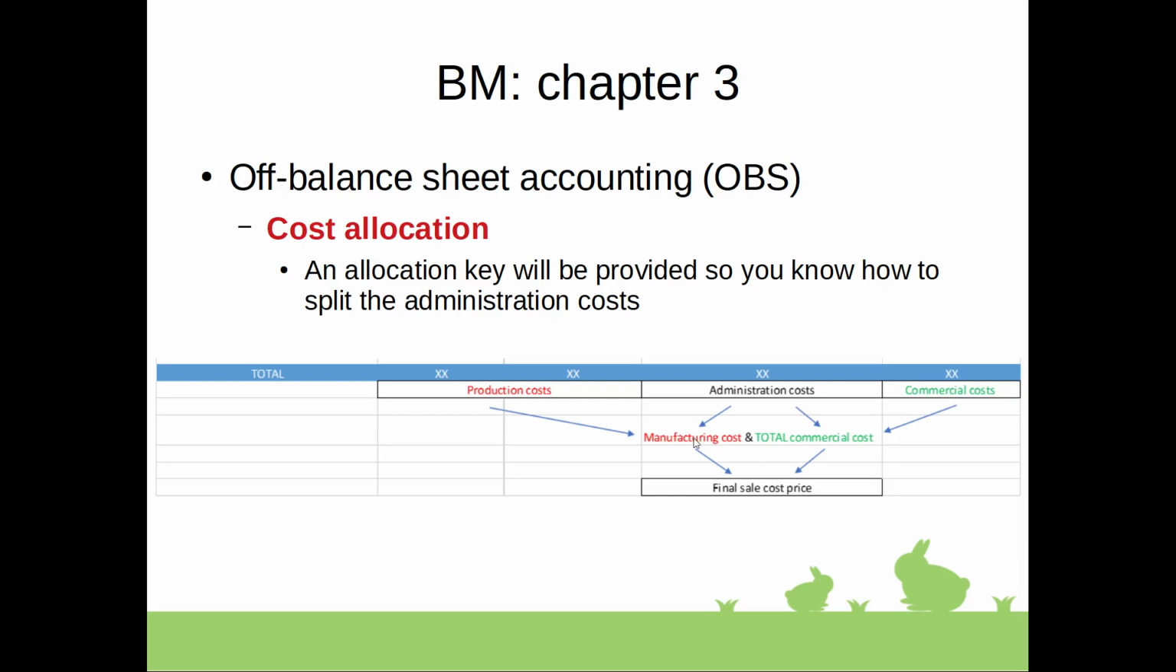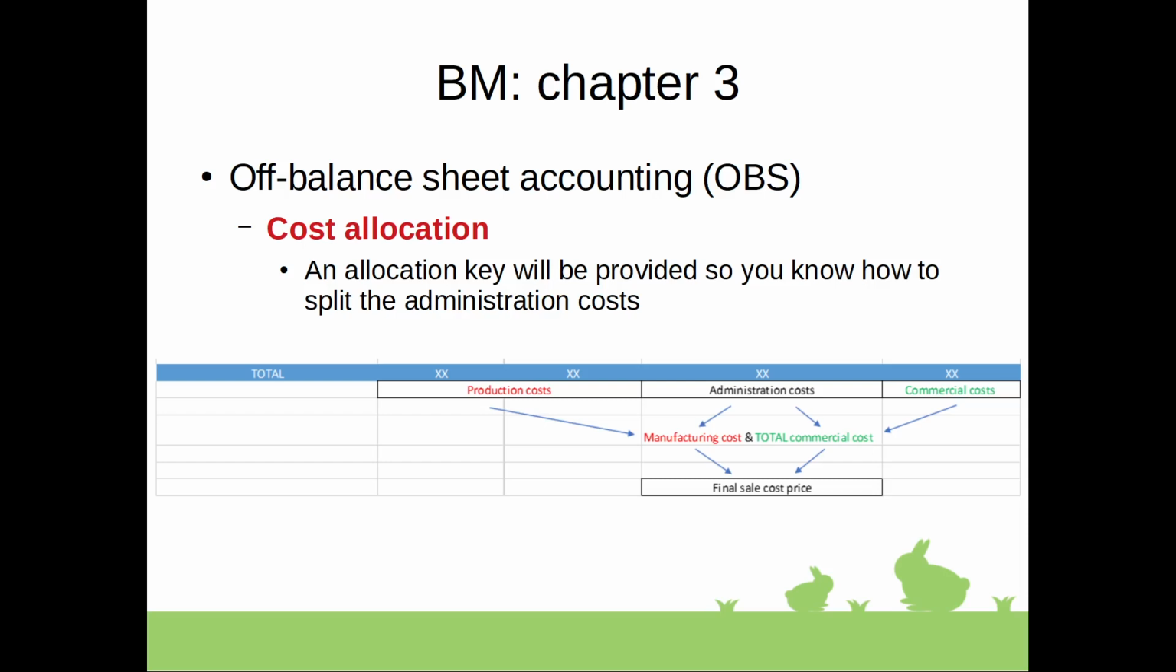Finally, if we add the manufacturing cost and the total commercial cost together, we get the final sale cost price, or the final cost regarding our product, or selling cost. I often use total selling cost instead of final sale cost price because final selling cost sounds better in my opinion. Okay, the final selling cost is across all products.